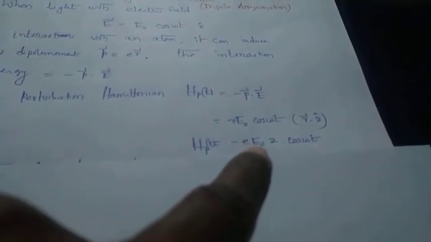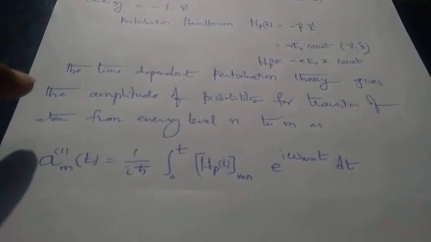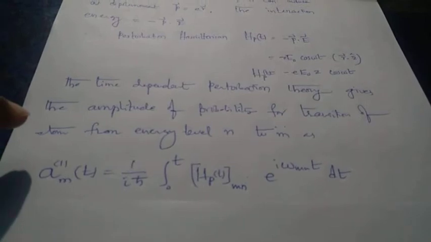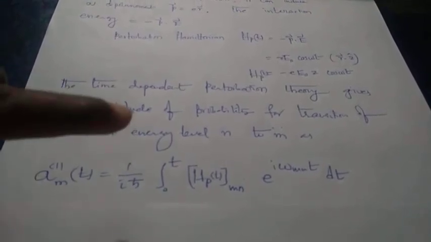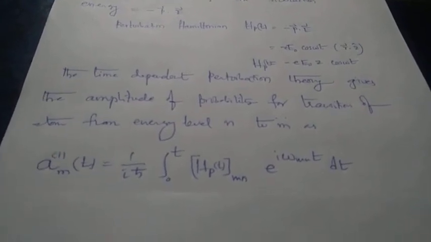When we substitute the expression for E field from here, it can be seen as equal to negative e, the charge of electron, and then E naught, the amplitude of light, and z, the coordinate, and then cos omega t. But the time dependent perturbation theory actually gives the amplitude of probability for transition of the atom from the energy level n to the energy level m as this integral.